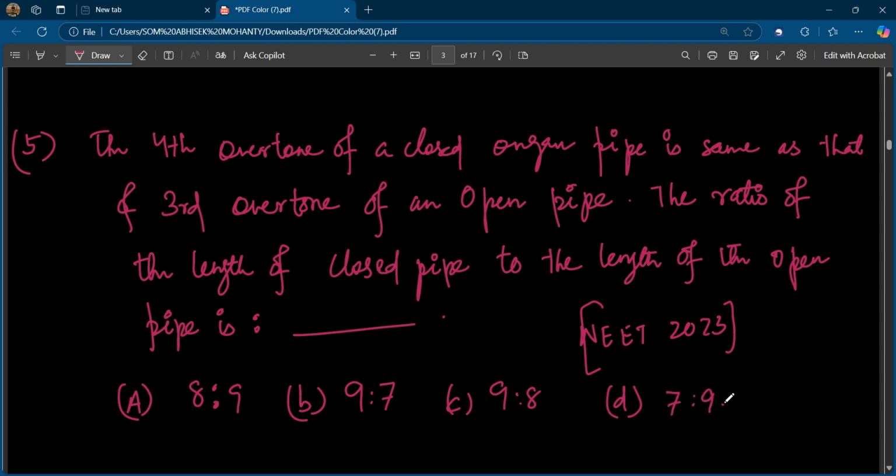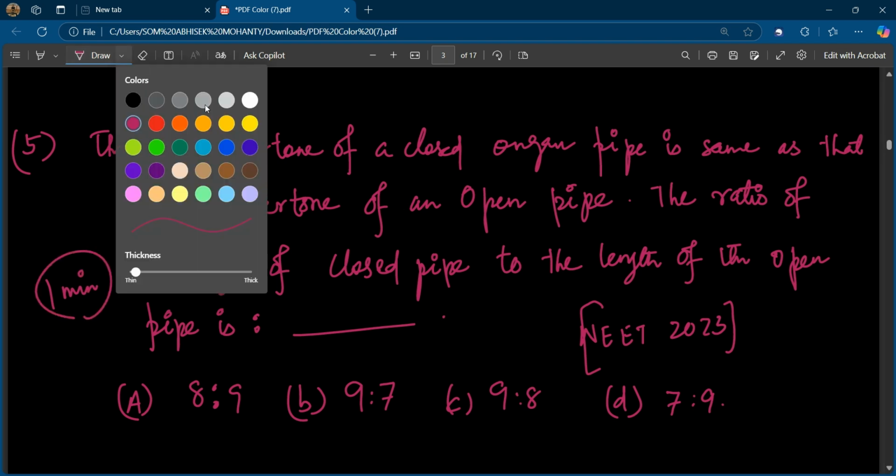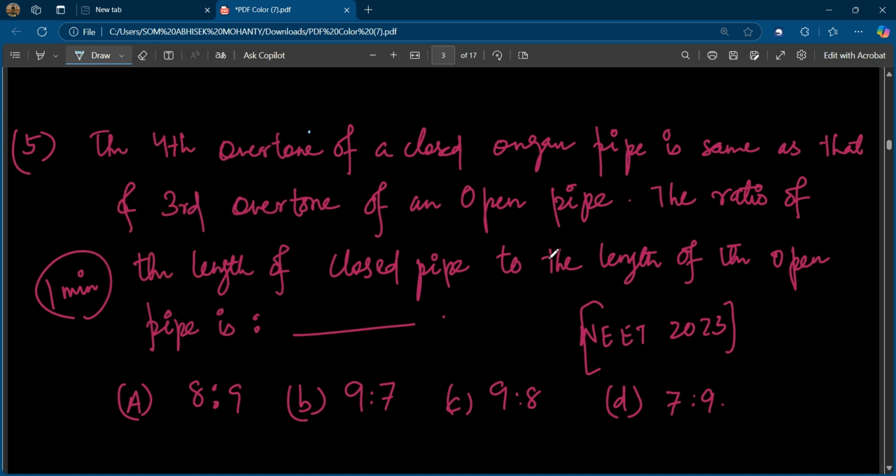Fourth overtone of a closed organ pipe is same as that of third overtone of an open pipe. So yeah, you have 1 minute to solve this question. It should not take more than 1 minute per question. That should be a strategy in your NEET exam. 60 questions.